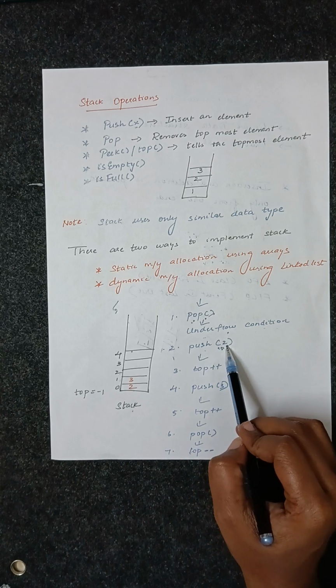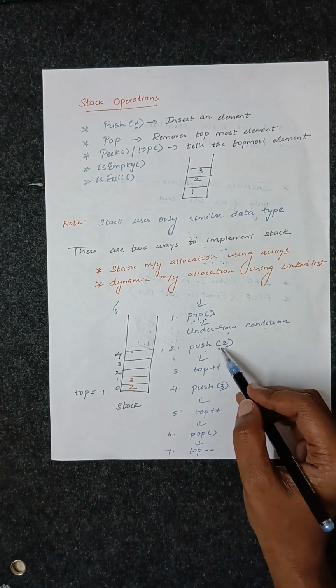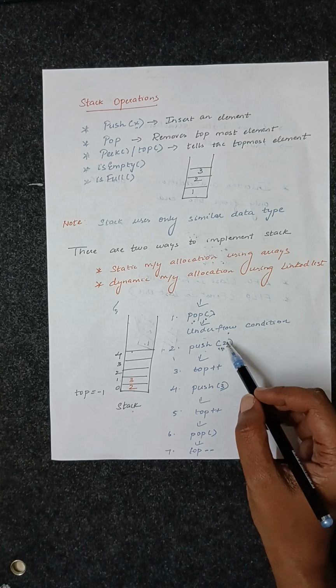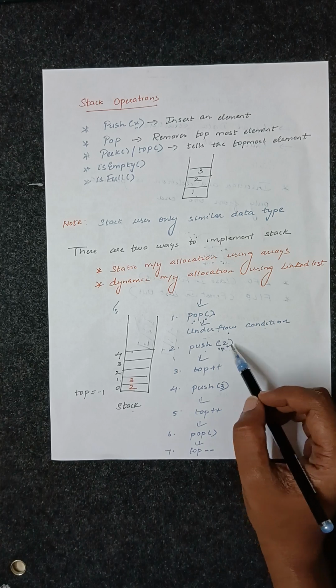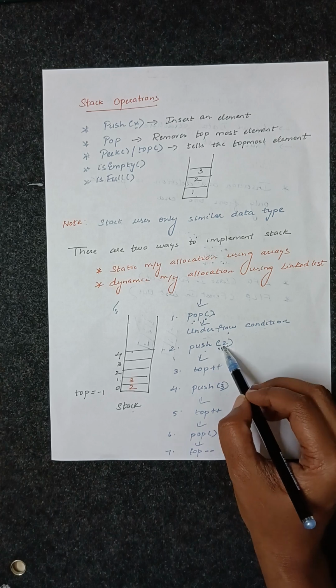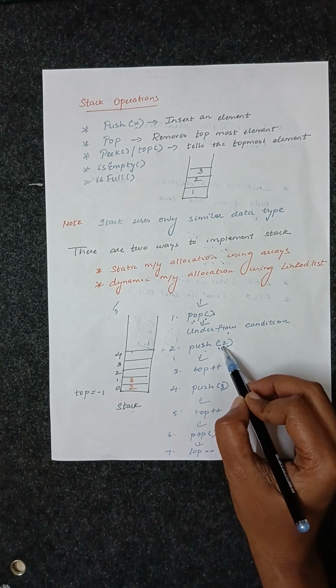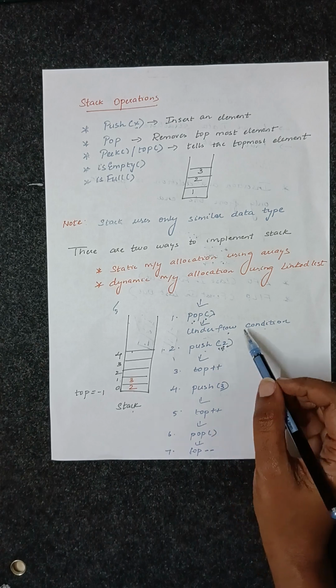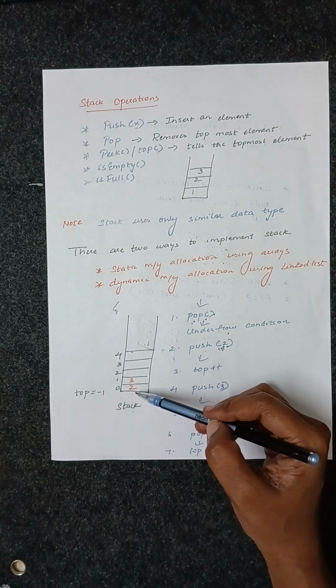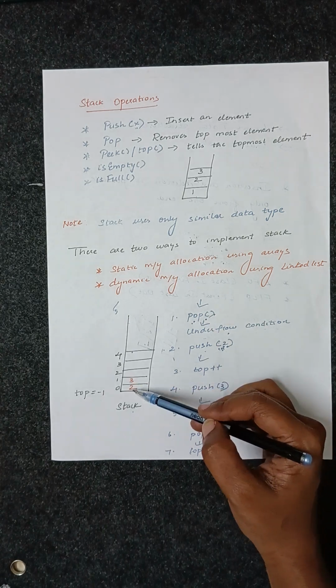So push of 2, I'm passing the value 2 as an input, or you can just declare a variable x and get the value from the user. Anything is fine. So push of 2, here I'm directly inserting the value, I'm calling push of 2. What will happen, you're going to insert; suppose the stack is empty, you can insert.